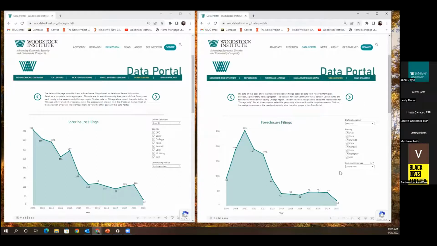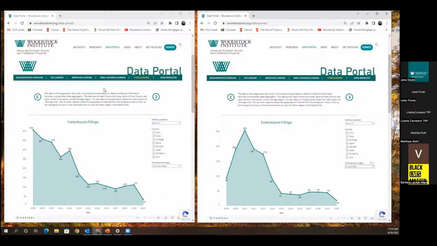Overall, we see that downward trend, but if we look at these numbers more closely and do a little math, we find that even though North Lawndale has about 1/3 the share of housing units as Lincoln Park, it has twice the share of all foreclosures in the city. So 1/3 share of all housing units in the city and twice the share of foreclosures in the city compared to Lincoln Park, which is pretty significant.